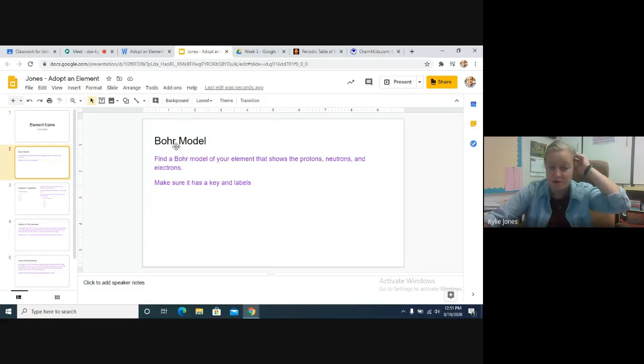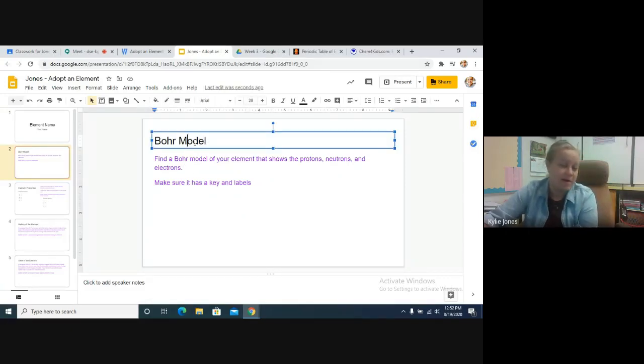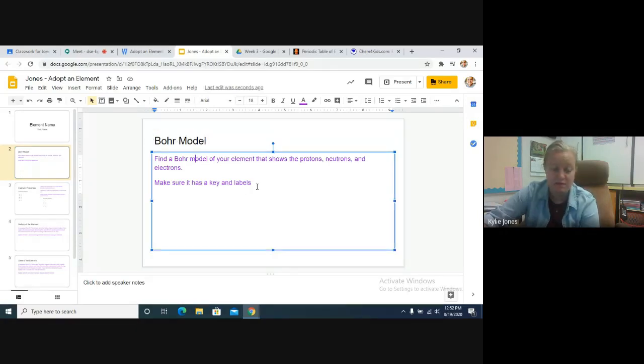Second slide is the model. In black, you need to keep the formatting the same, so that would just stay the same. But the purple stuff you can delete, because you need to do what it says in the purple. So the purple says find a Bohr model of your element that shows the protons, neutrons, and electrons, and make sure you have it all labeled. So that's going to be what you do on that slide.